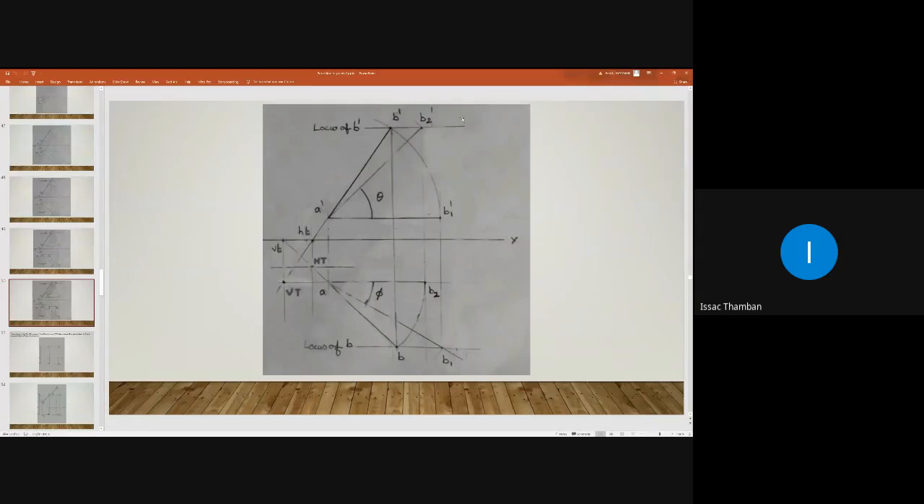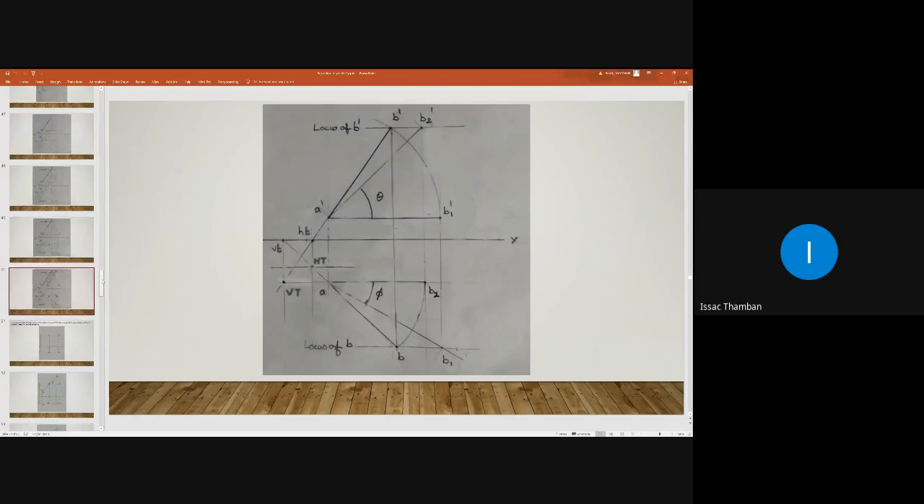Then, what are the parameters that you have to find out? That is the true length, theta and phi. These parameters should be shown at the top right hand side in a rectangular box. TL is equal to, then you write the value. Theta is equal to, then phi is equal to. That should be enclosed in a rectangular box, and that is your job. You have to complete that.